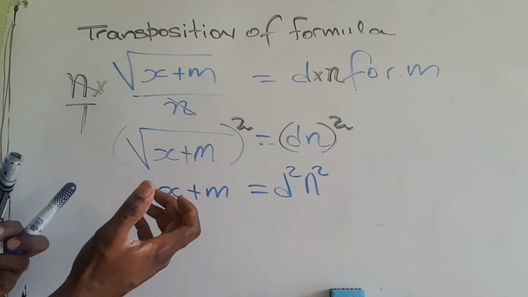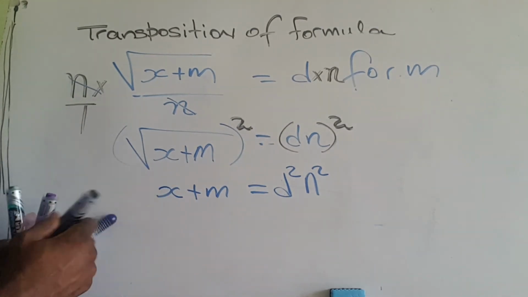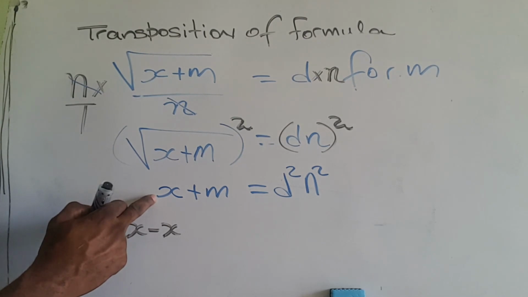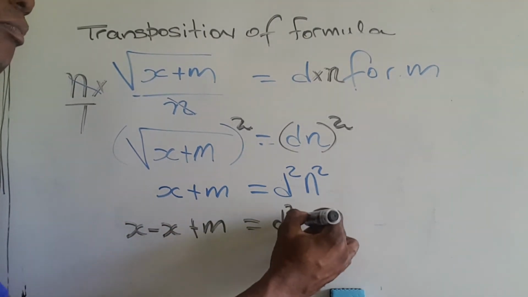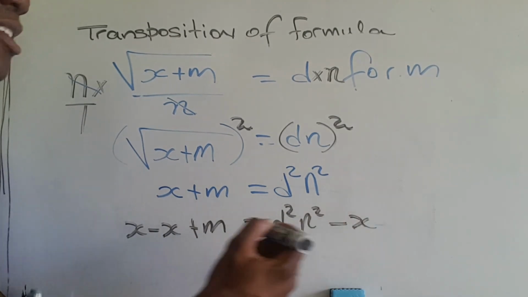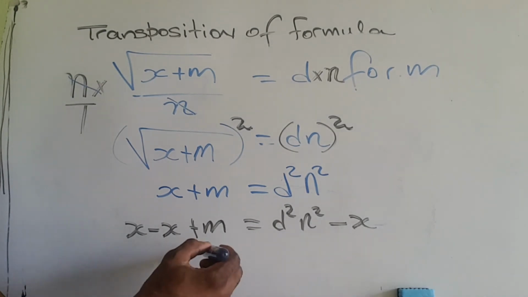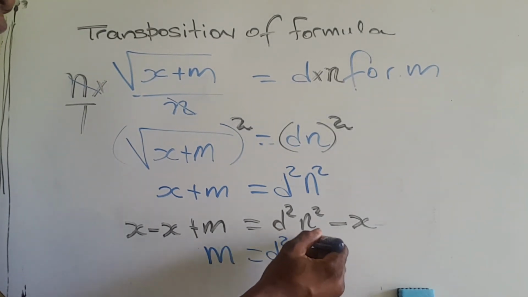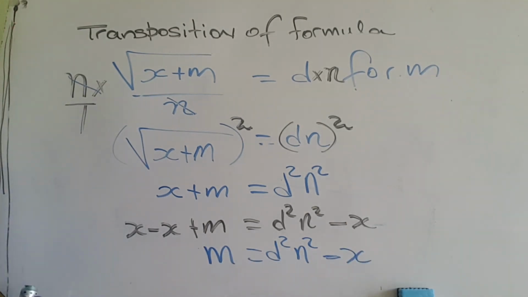All right, so in this case, I have one last move. I need to have m by itself. So it means then I need to subtract x, because this x is adding. So I subtract x, and I subtract x from the other side. So now, when you simplify this, you'll see that we have m is equal to d square n square, and this minus x. All right, we're going to stop there for now.